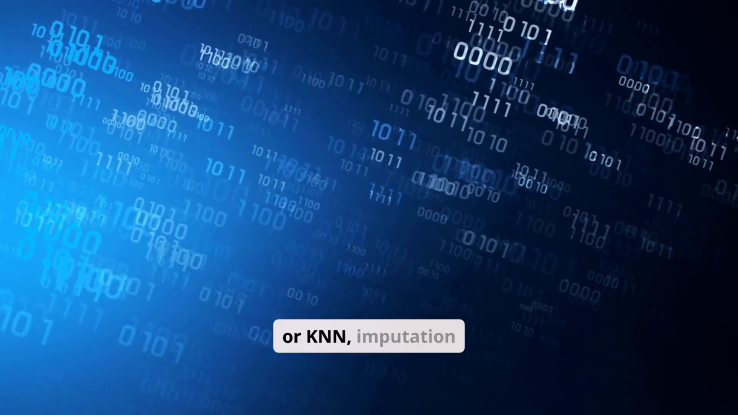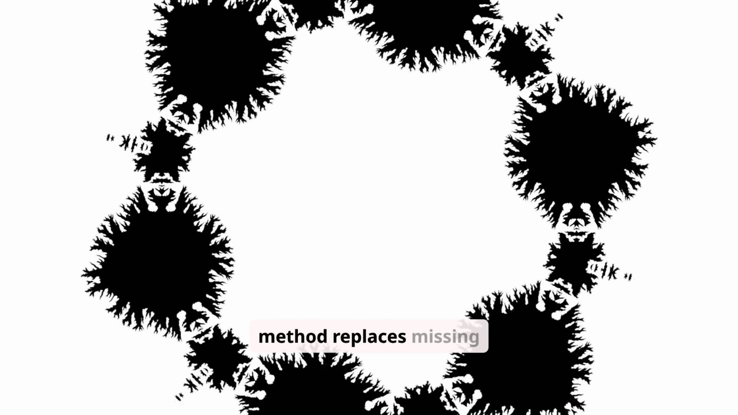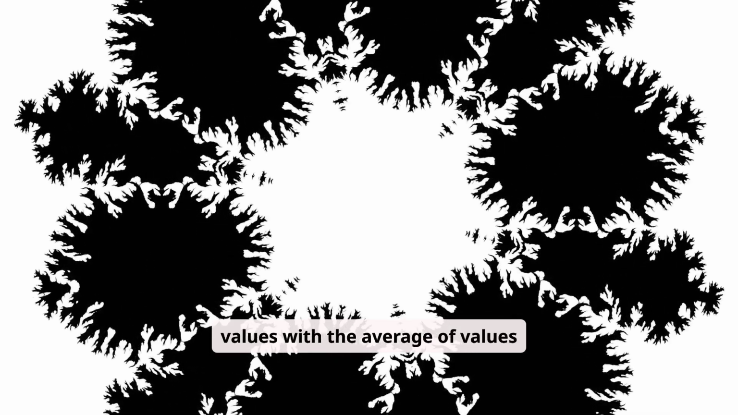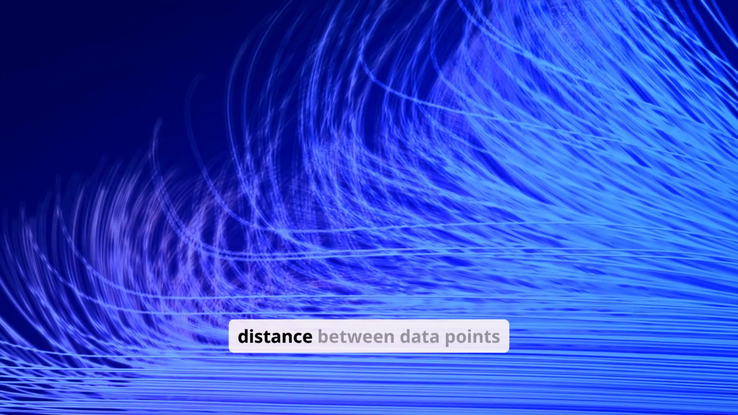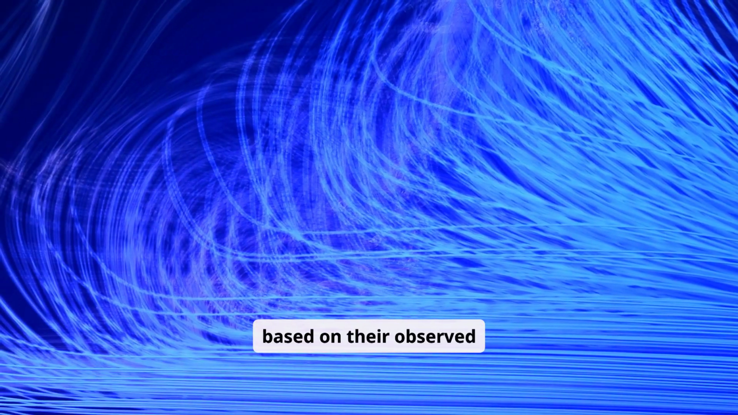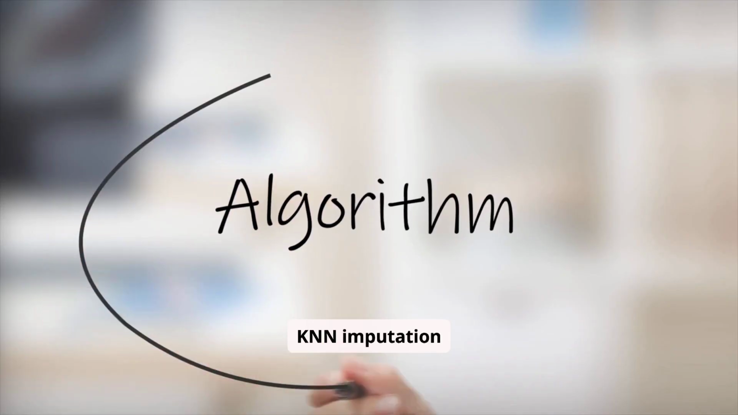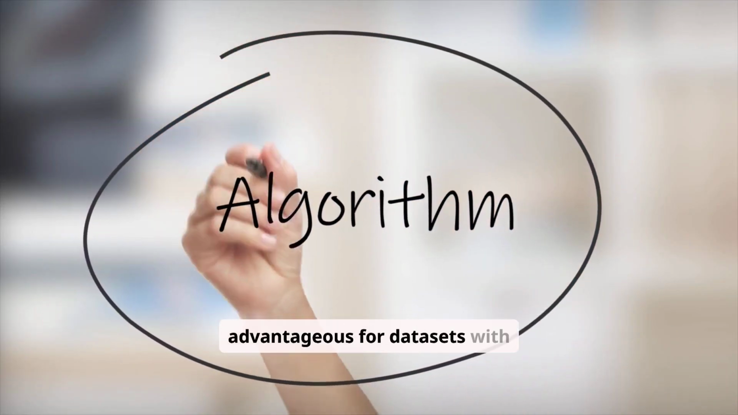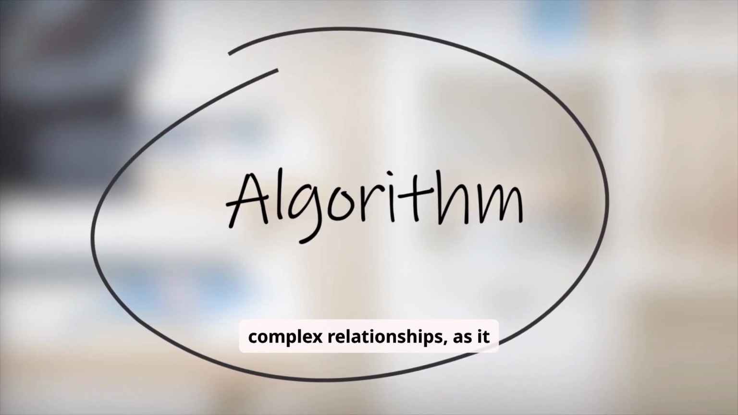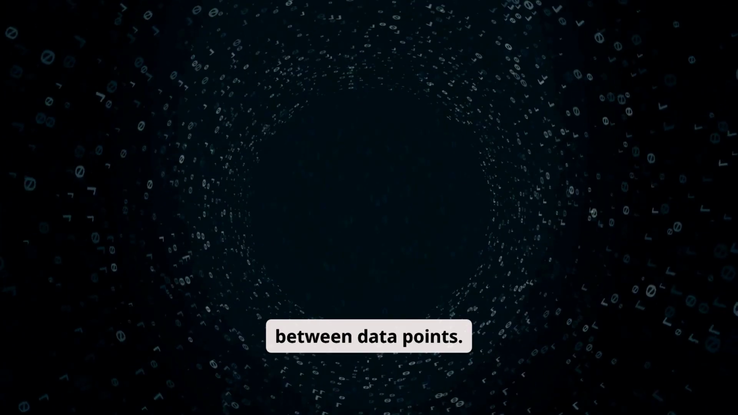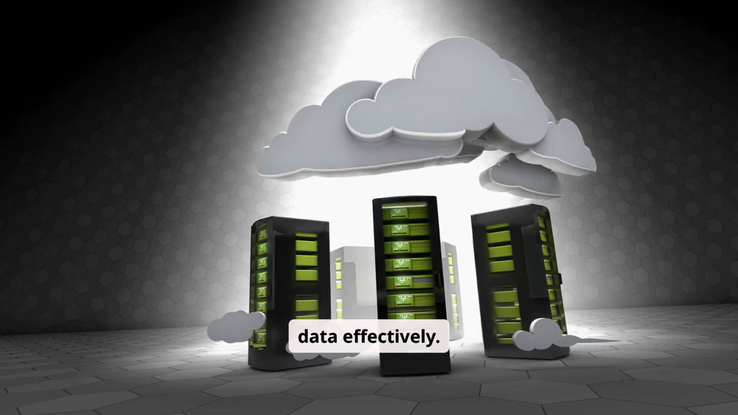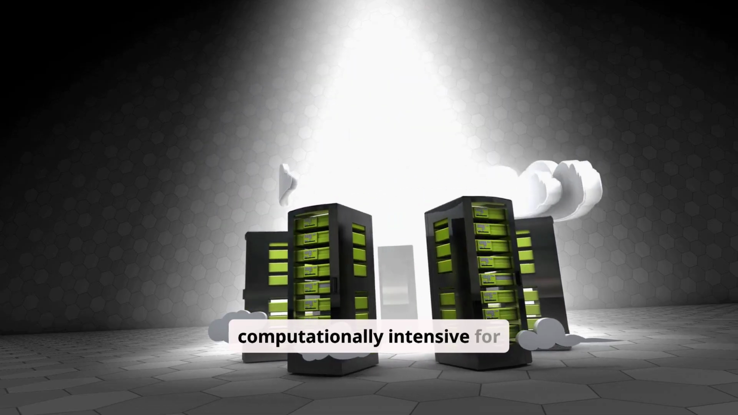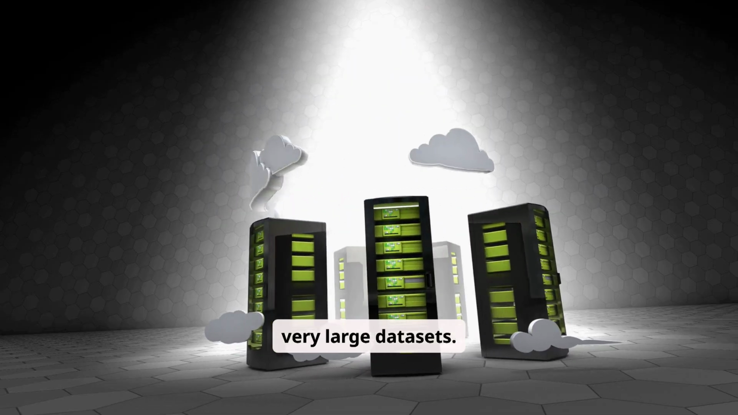K-nearest neighbors, or KNN, imputation is another effective technique. This method replaces missing values with the average of values from the K-nearest neighbors. The neighbors are determined by calculating the distance between data points based on their observed features. KNN imputation is particularly advantageous for datasets with complex relationships, as it considers the similarity between data points. It can handle both numerical and categorical data effectively. However, it can be computationally intensive for very large datasets.